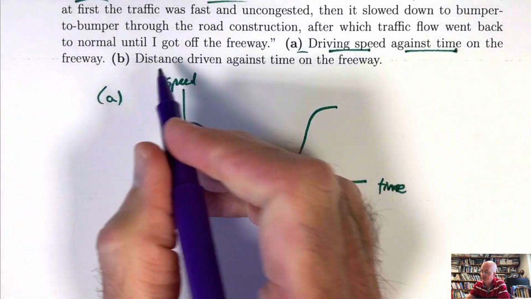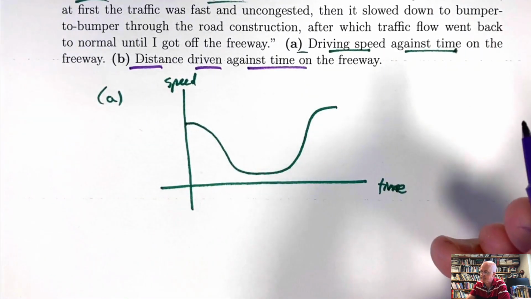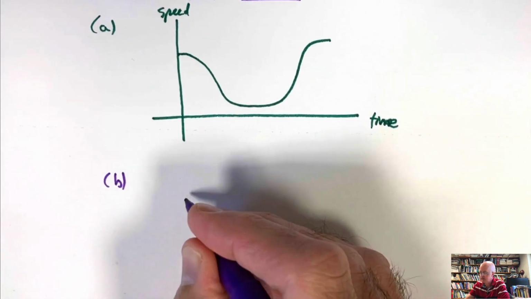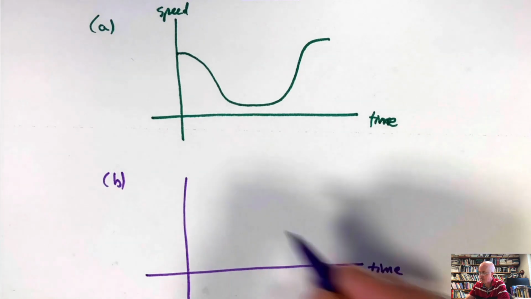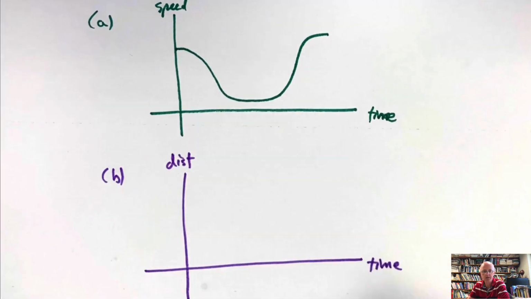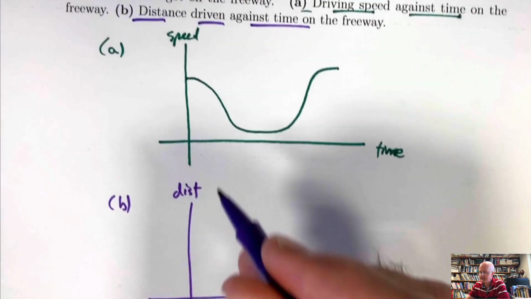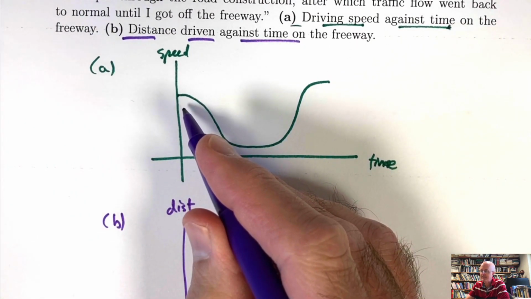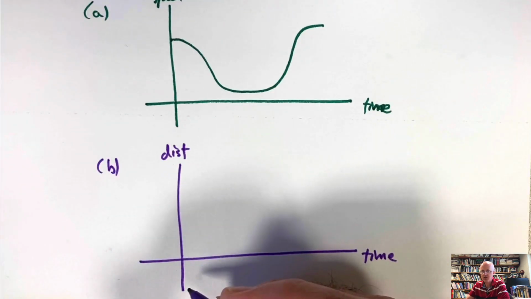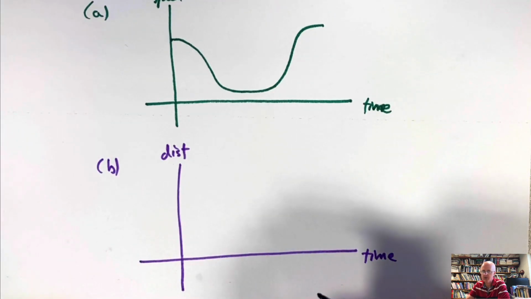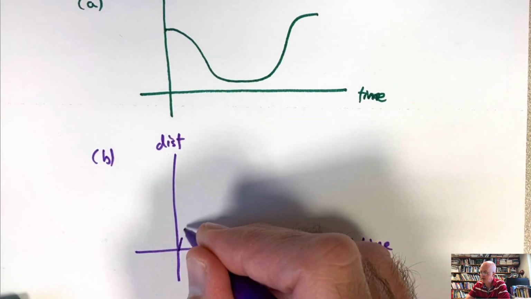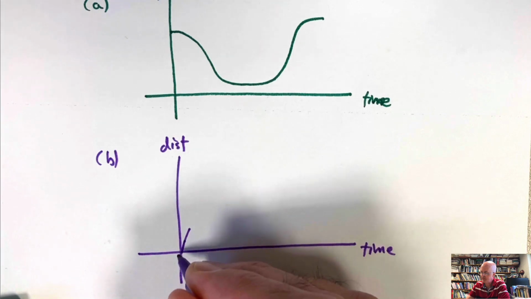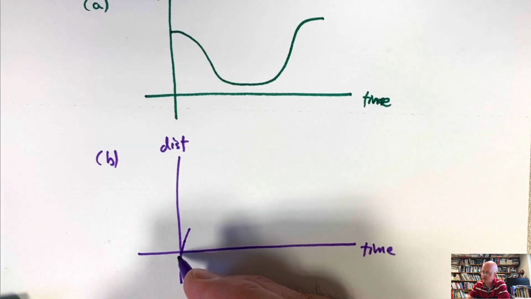Part B, graph distance driven against time. So I'm going to go ahead and make this graph, and the most important thing is these graphs are actually related to each other. When the speed is high, the distance graph changes rapidly. How far I've gone changes rapidly. If you go really fast, you're traveling a lot of distance in a short amount of time. The slope, you might say, is very large. So initially, the slope is going to be large here, going up fast. Distance traveled at time 0 is 0, so it's going to go through the origin here.